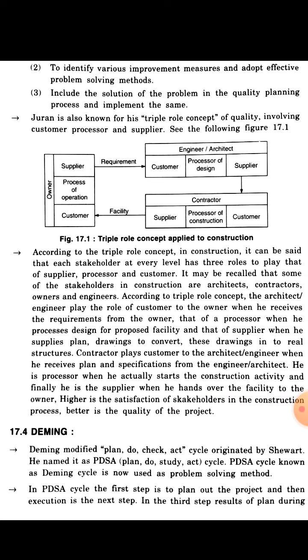Now here Juran is also known for his triple role concept. So here first is the owner: owner, supplier, process of operation, and customer. The requirement goes to the engineer or architect: customer, process of design, and supplier. And this engineer or architect contacts the contractor: supplier, process of construction, and customer. And all the facility is given by the owner.